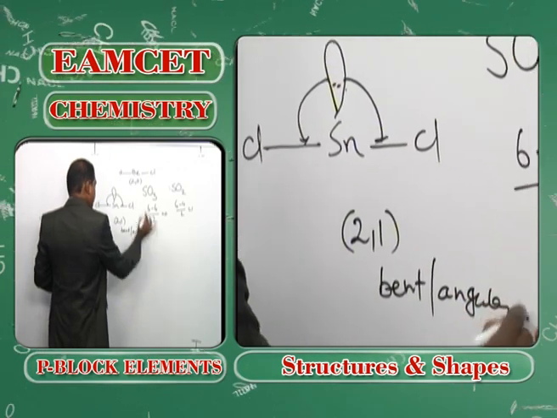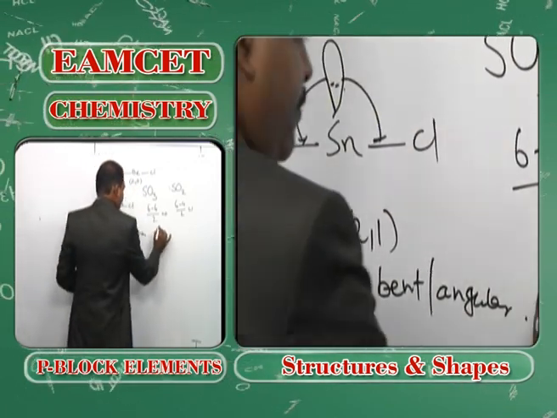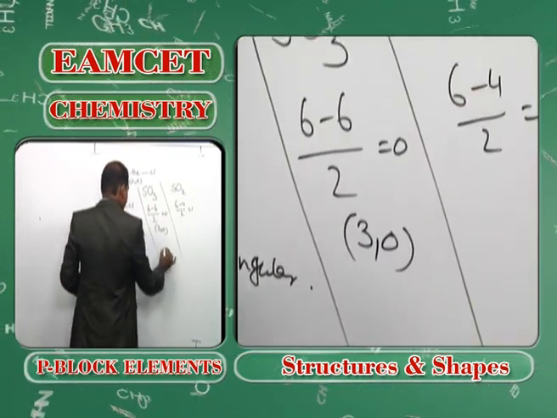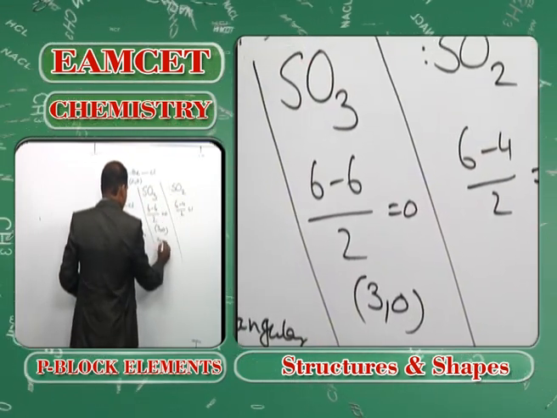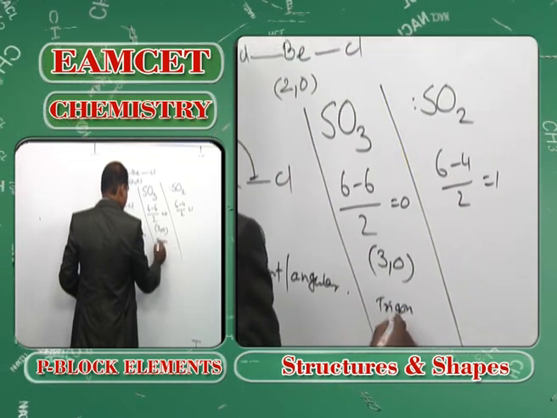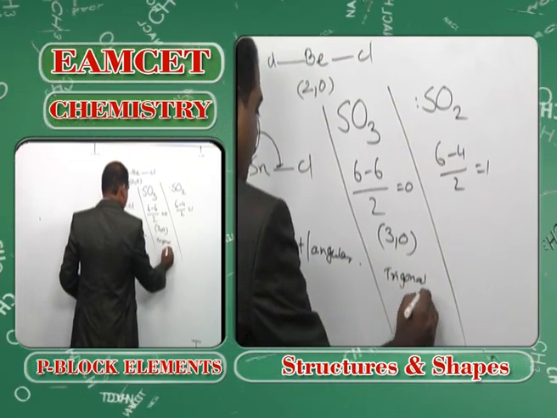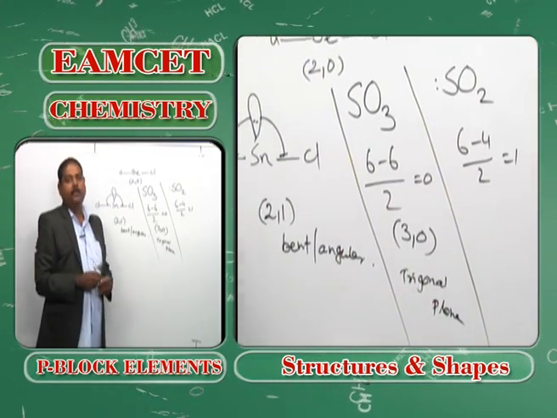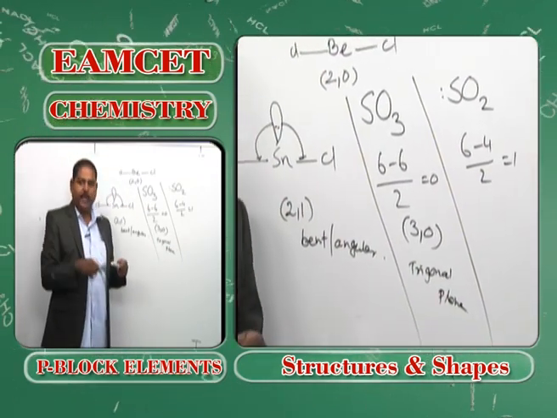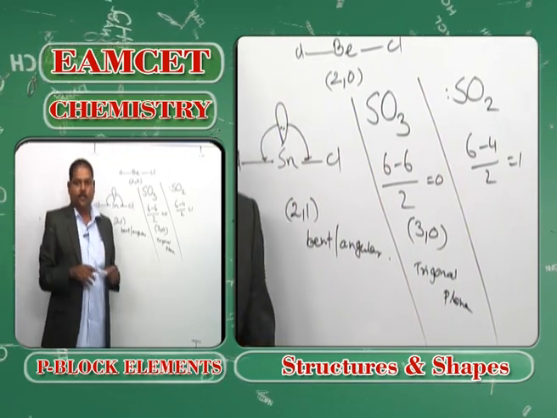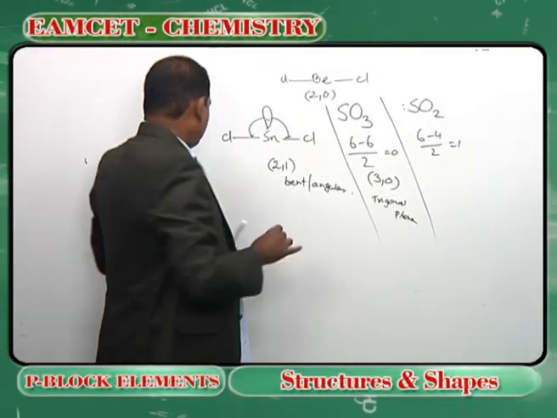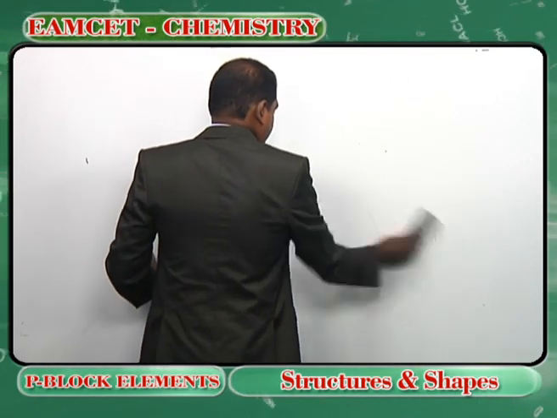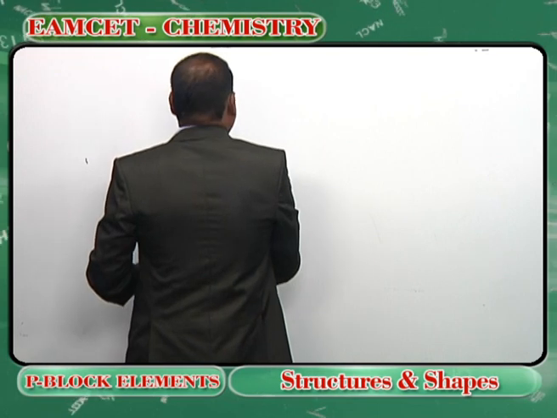Bent or angular. 3, 0, 3 bond pairs, no lone pair, as in the case of SO3. This is trigonal planar or triangular planar or plane triangular. Trigonal planar. They can safely adjust themselves in a planar manner. The 3 atoms of oxygen around sulfur can adjust in a planar manner. So, we can have a list of what shape a molecule would have.